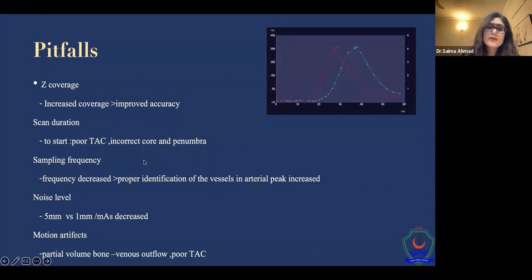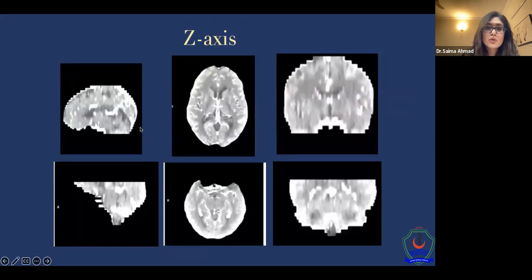And then, of course, the noise is important. We have to take 3 to 5 mm image slices, but not 1 mm, because they will be very noisy. And again, motion artifacts are also very important. So this is the example about the coverage.